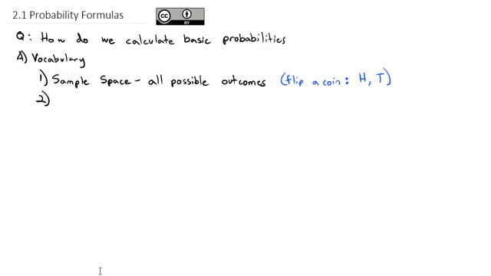Which begs the question, what is an outcome? So let's define an outcome really well. An outcome is just the result of an experiment. So an experiment might be flipping a coin. An outcome would be just maybe heads or just tails. And hence the sample space is all of the outcomes, heads and tails.